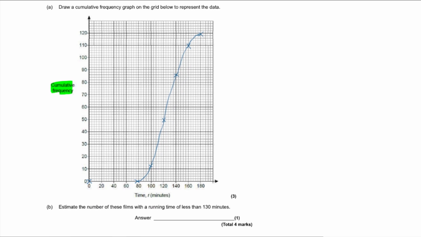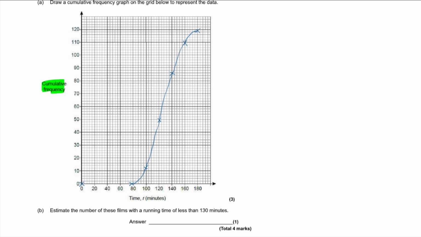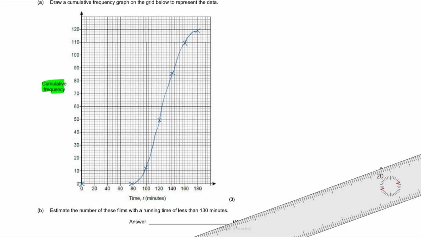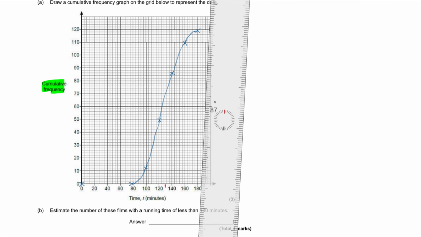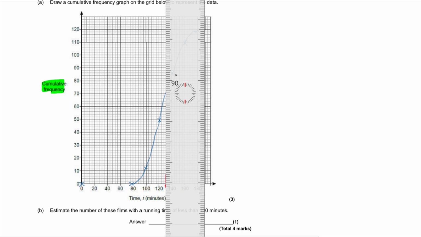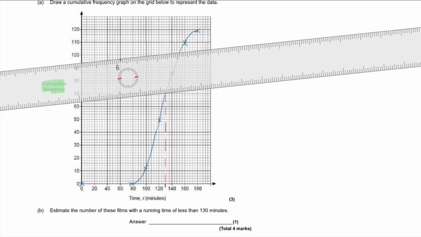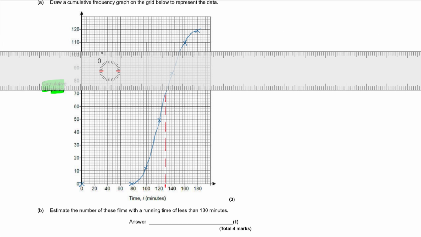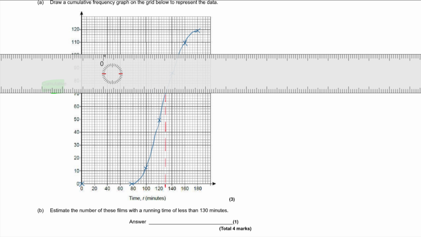And then part B says, estimate the number of these films with a running time of less than 130 minutes. Okay, so we're going to find 130 minutes on our scale. 130 is going to be halfway between 120 and 140, isn't it? It's going to be here. Okay, so reading up with my ruler from that little mark up to the line. It's good to show method by drawing this line on. Okay, when you get to the curve, change direction. And that's going to be my answer here.